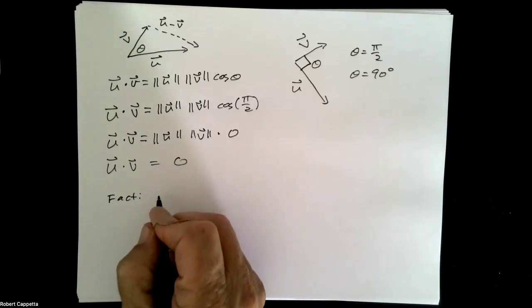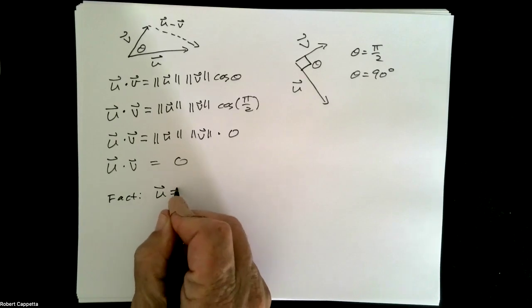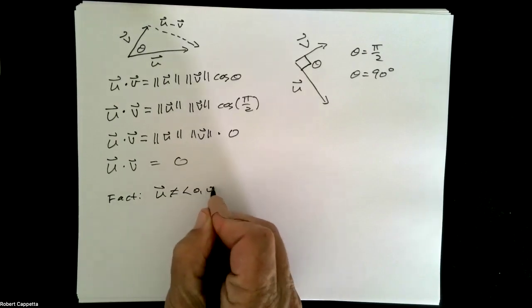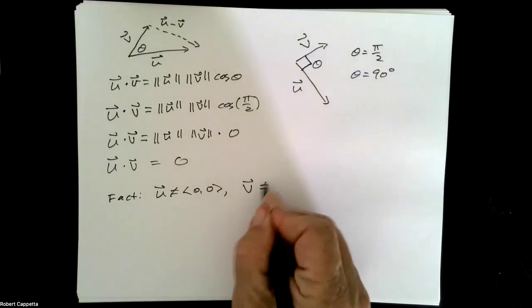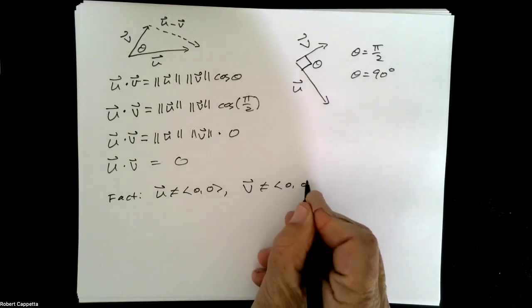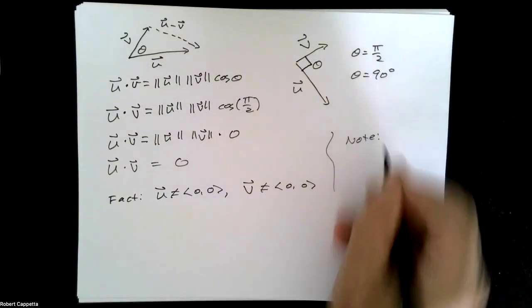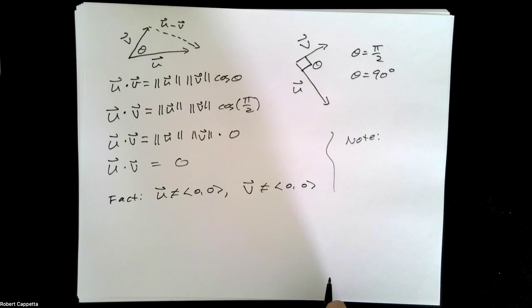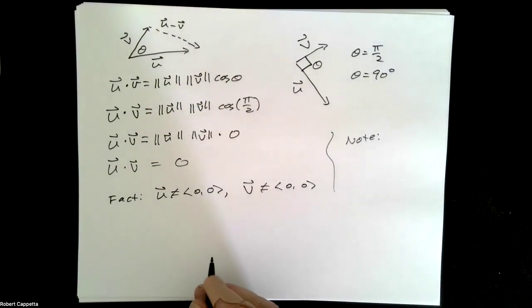Let's say that u and v are non-zero vectors. So u is not the 0 vector, v is not the 0 vector. Note, check your textbook to see what they say, but most authors believe the 0 vector is orthogonal to everything. That's typical, but check your textbook for that. Anyway, here's what we're going to say.